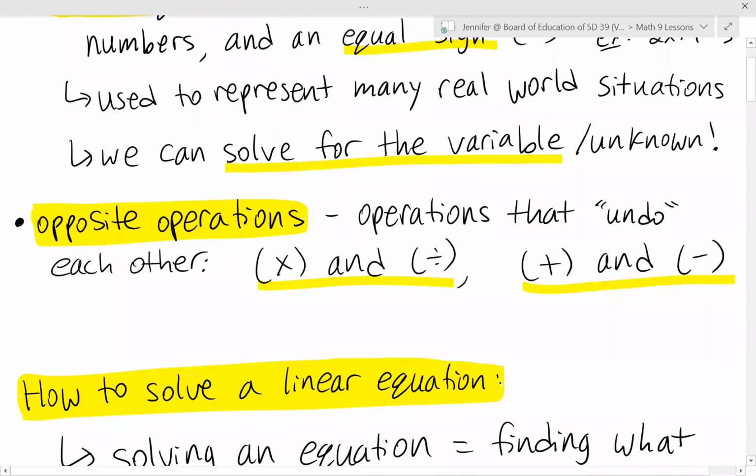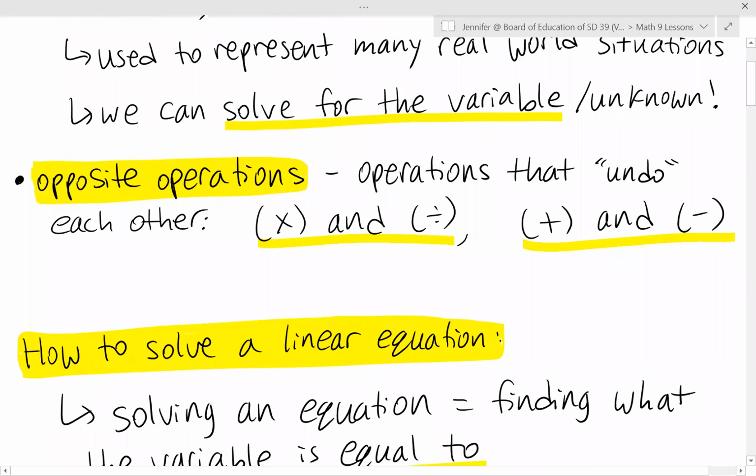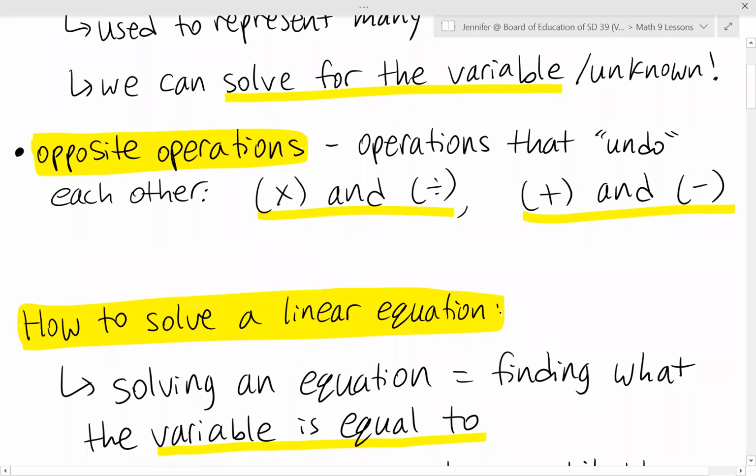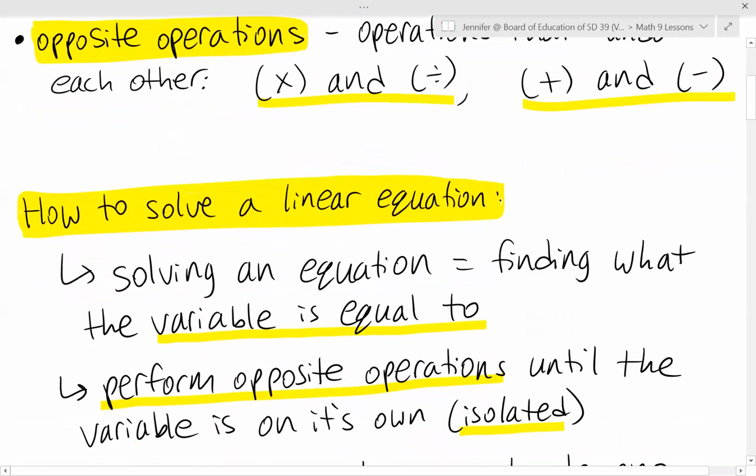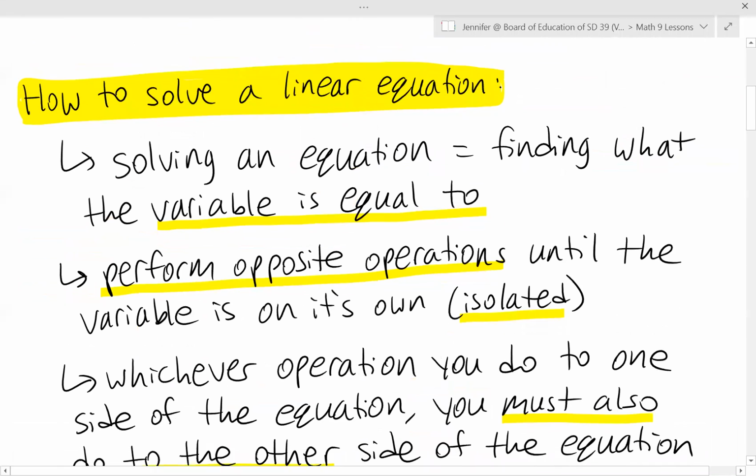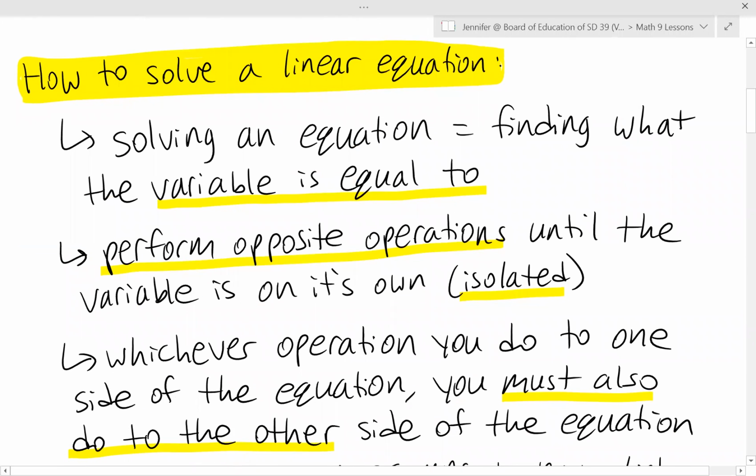So how do we solve a linear equation? If you're asked to solve an equation, it just means to find out what that variable is equal to. You have to perform opposite operations until that variable is on its own, or until the variable is isolated. Whichever operation you do to one side of the equation, you have to also do to the other side of the equation.